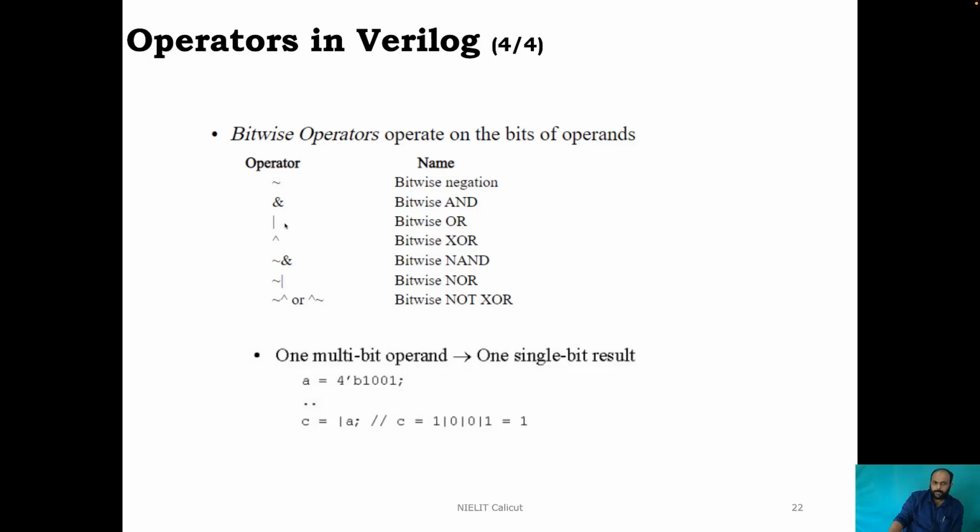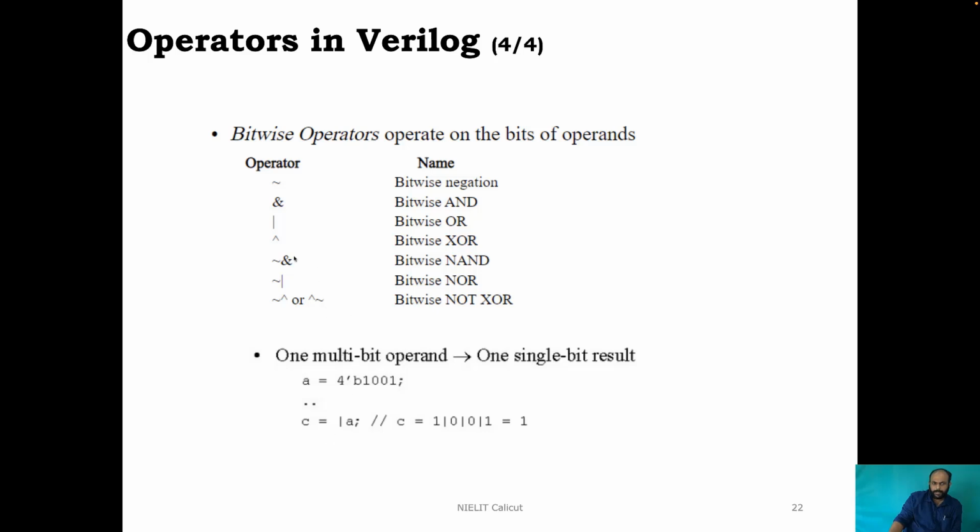Similarly, bitwise AND is there, bitwise OR, bitwise XOR. This is an important addition. Then bitwise NAND, bitwise NOR, bitwise XNOR, and so on. Here these can be used with two operands, or they can be used with a single operand as well.